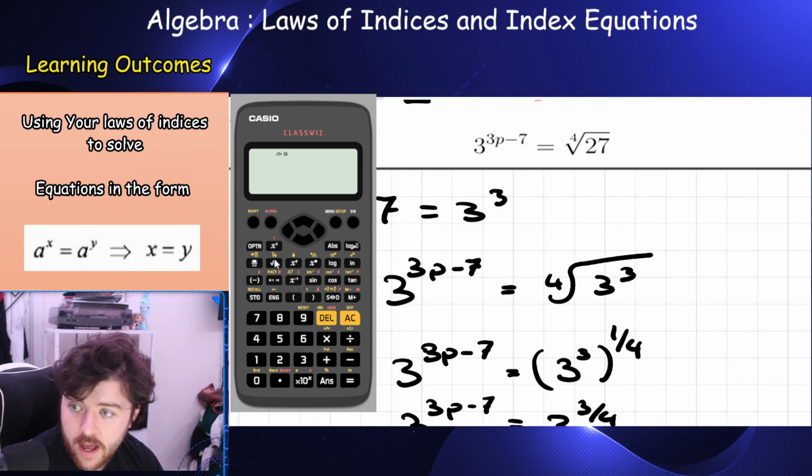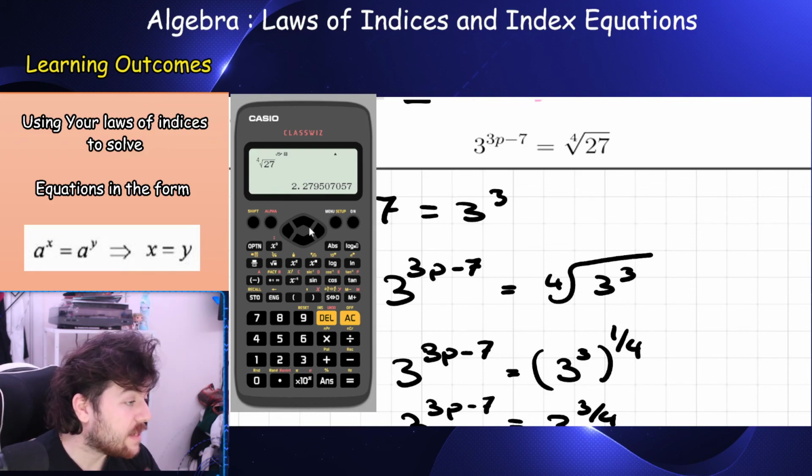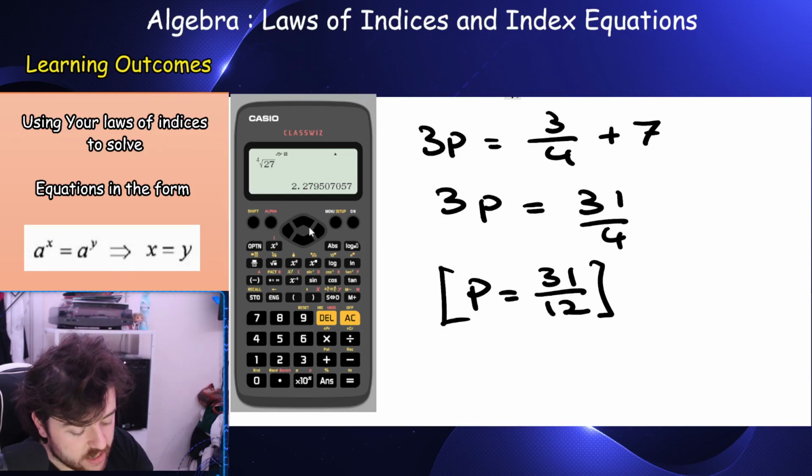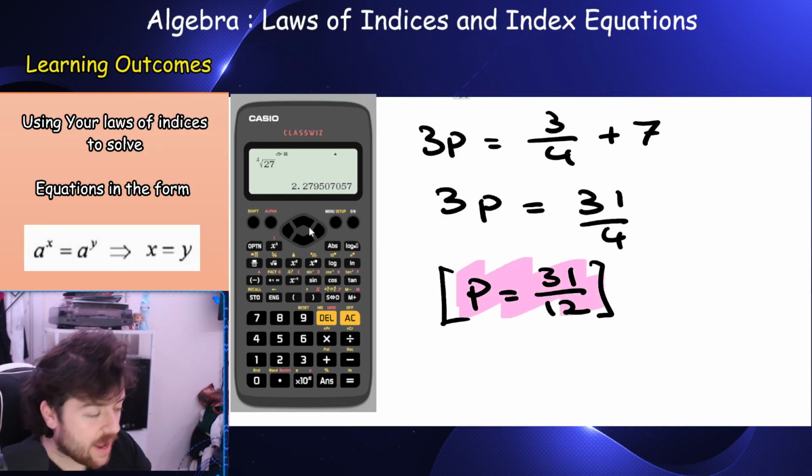Cool. Let me check this now, the fourth root. So I want to get this one up here, with the blanks on the inside and the outside of the square root. So shift, fourth root of 27 equals 2.2795. So the same answer. So I am right there, and I can circle, box and highlight my answer.